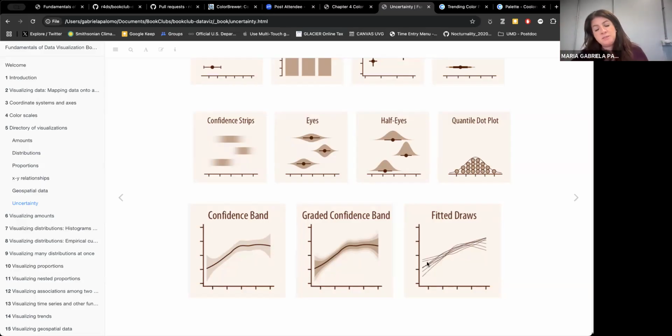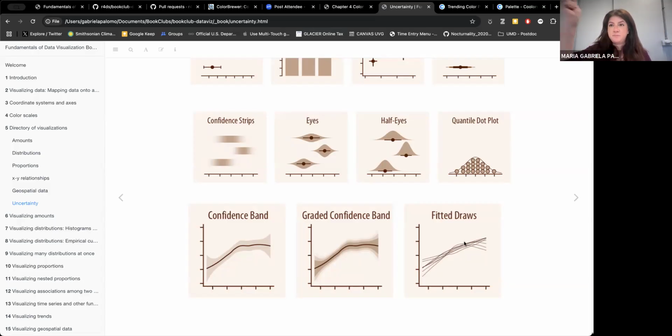And sometimes instead of showing the shaded band with your confidence intervals, what you want to do is show different fitted draws. I've seen this, for example, when you do a Bayesian analysis and you want to see all your iterations for a distribution. If you do 20,000, for example, then you stack them all together.